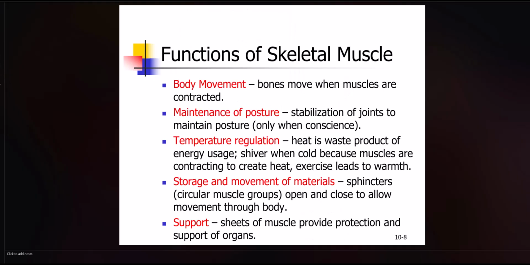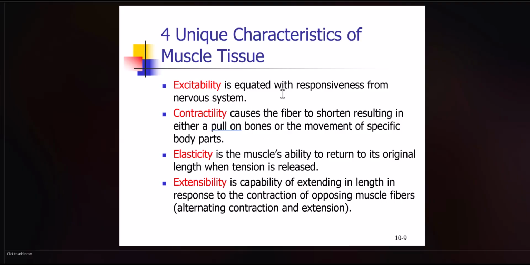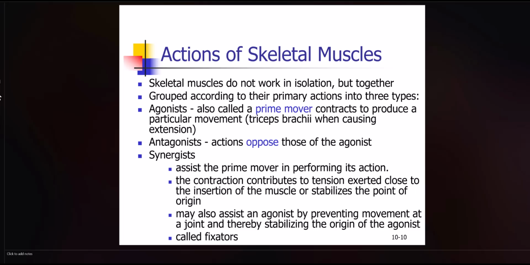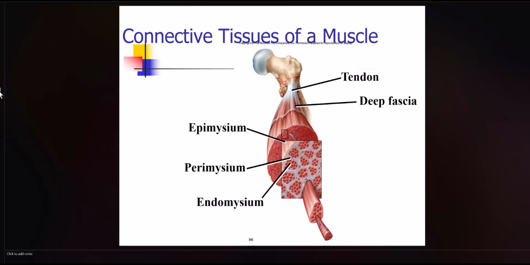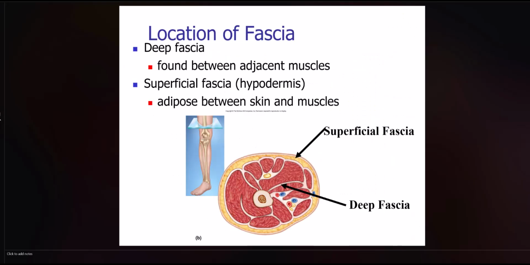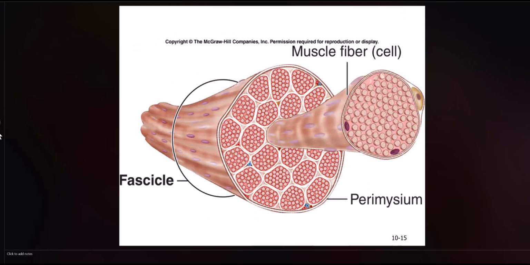You already know the functions of skeletal muscle, and I've already gone over the 4 characteristics of muscle tissues. Muscle tissues are excitable, contractile, elastic, and extensible. And we've already talked about agonists and antagonists, synergists, prime movers, and I also introduced in 11.1 the idea of the origin and insertion. We've already been through these slides earlier in this presentation.